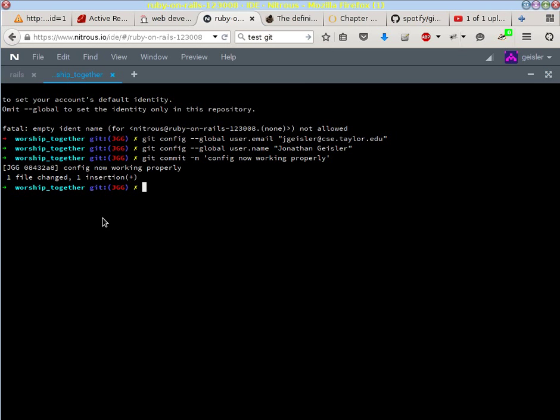So make sure the first time you run git that you set up these two configuration values, your email address and your name, so that people can associate your edits to the repository with a particular person instead of just some unnamed entity.